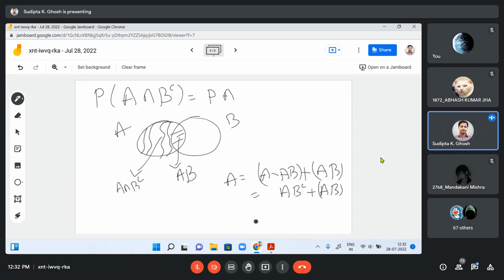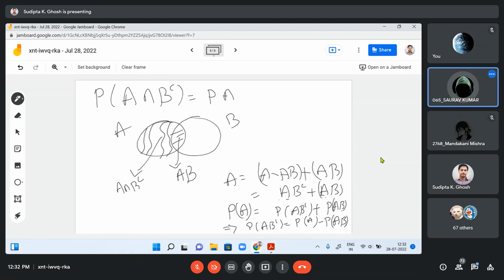But these are pairwise disjoint events. So I can write probability of A is equal to probability of AB complement plus probability of AB. So from this line I can write probability of AB complement is probability of A minus probability of AB. Am I correct? Exactly.